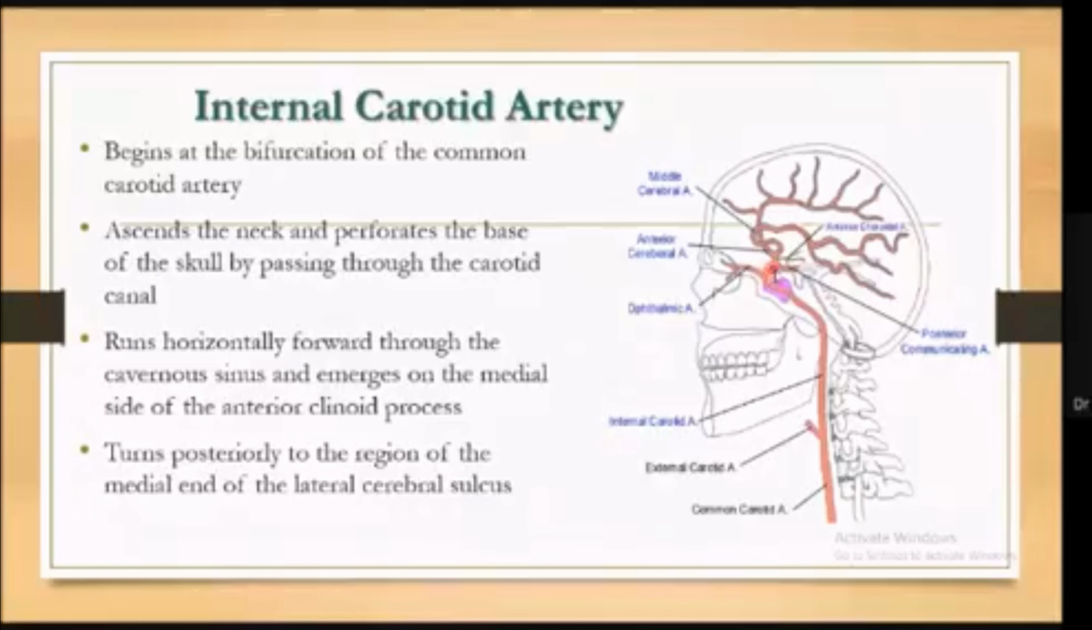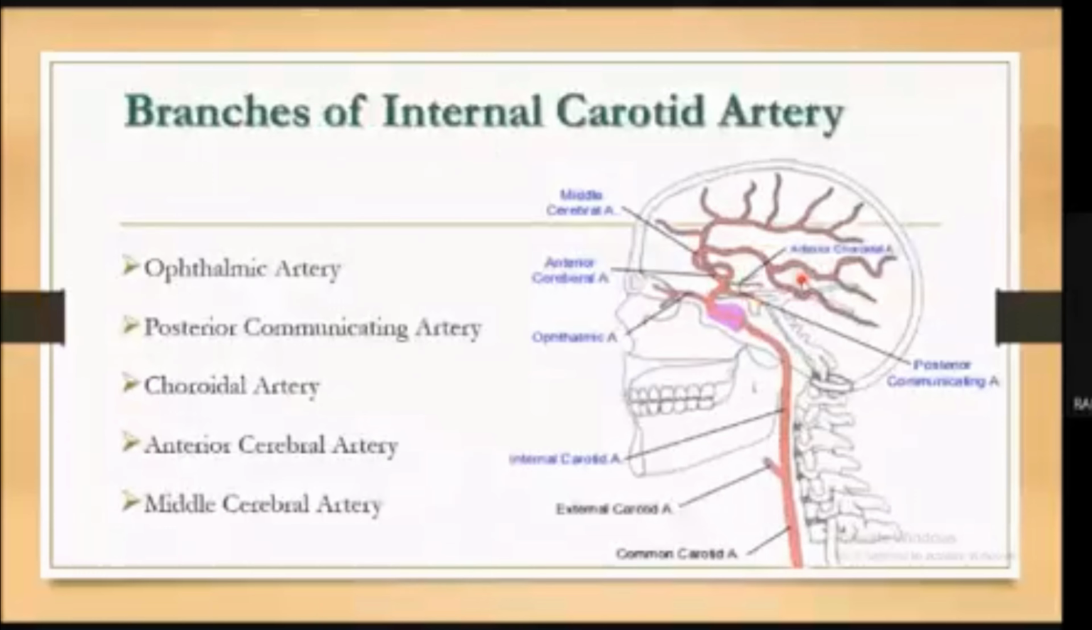and then posteriorly. Then it is turning towards posterior aspect. And then it is here divided into its terminal branches, which are the anterior and the middle cerebral artery. This one, if you see, this is the anterior cerebral artery and this is the middle cerebral artery. So these are the terminal branches of the internal carotid artery. So this was just a review of the course.